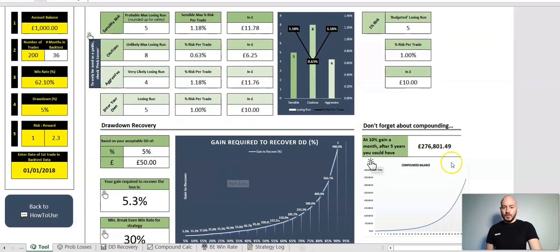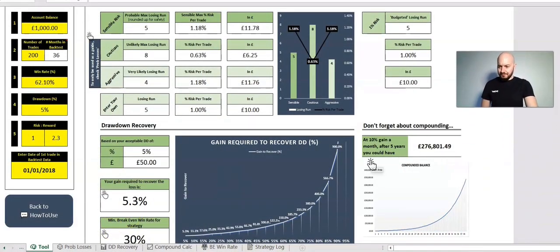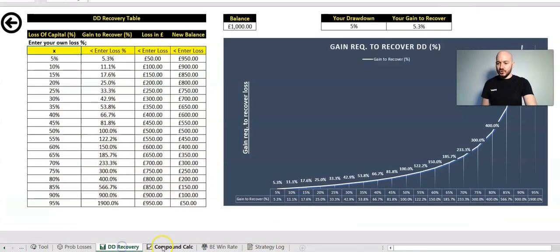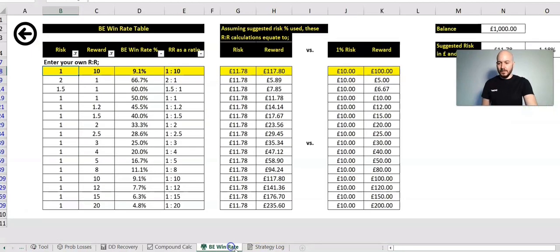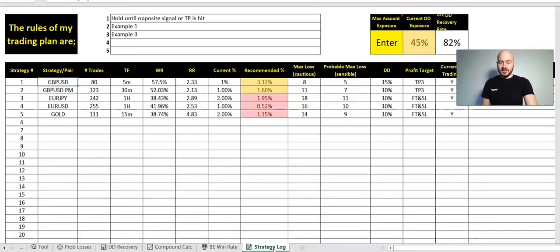So first things first, when you open the spreadsheet, you've got the tool tab, probable losses, drawdown recovery, compound calculator, break-even win rate, and then the strategy log. So I'm going to touch on briefly how you use them all. You can't break it, have a play with it.